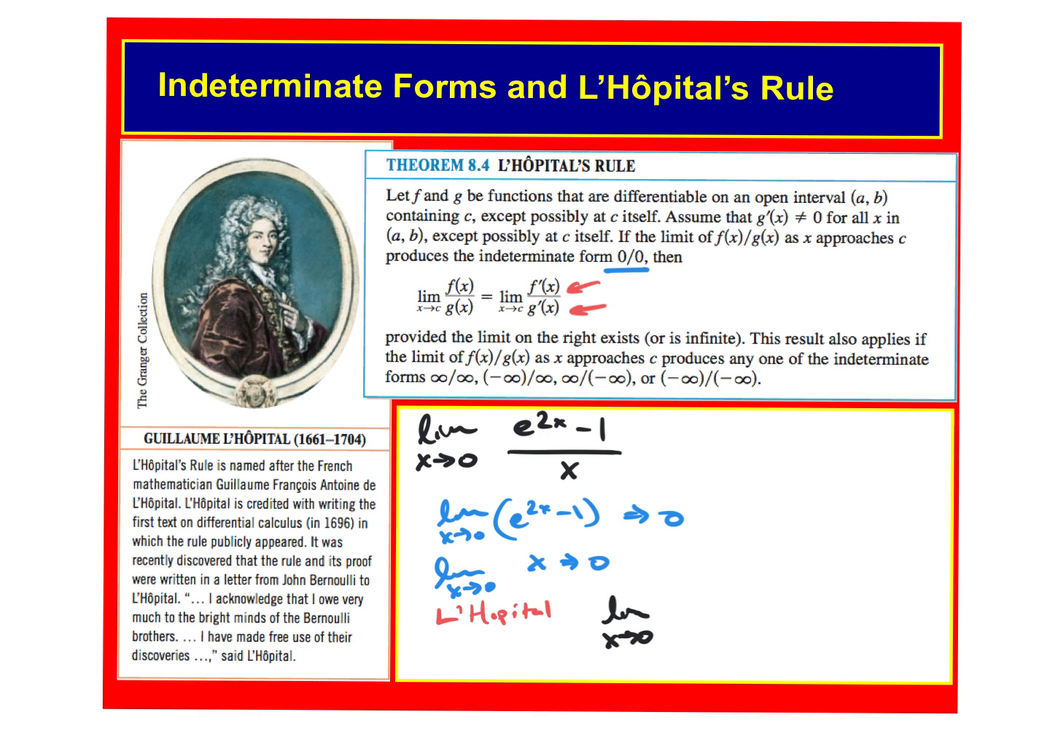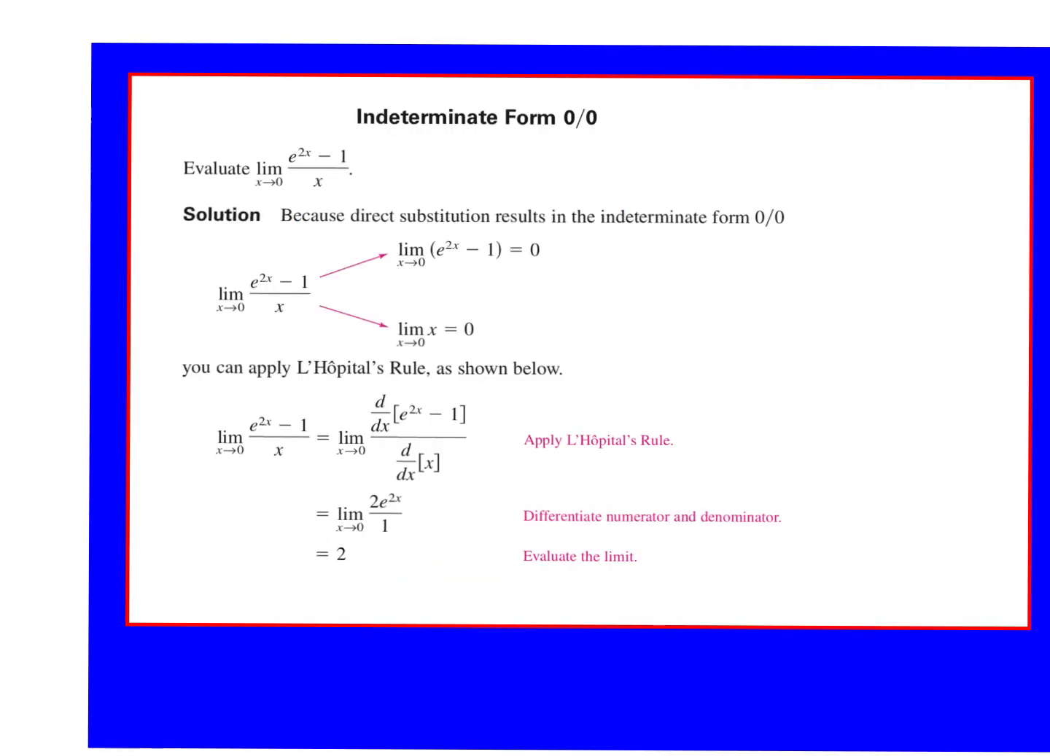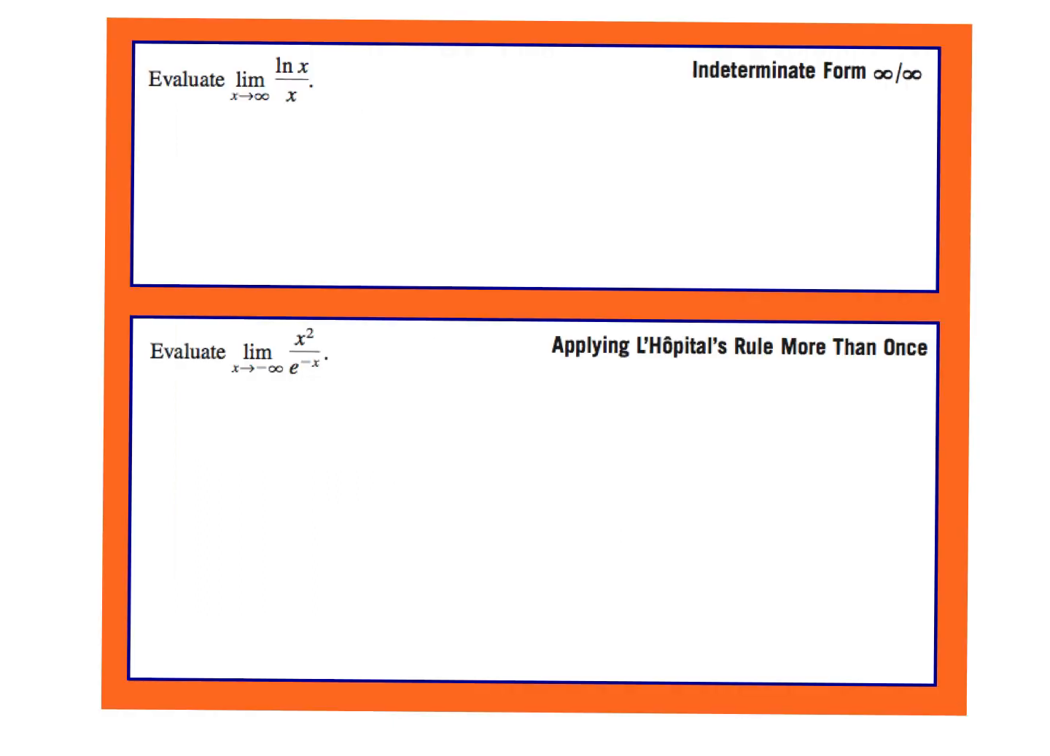What is the derivative of my numerator? 2e to the 2x, and then over 1. And now when I substitute in 0, what do I get? I get 2. All right. However, the only indeterminate form is not 0 over 0. We're going to have lots and lots of indeterminate forms, and we're going to talk about those today. All right. We're moving. So again, we do the numerator and denominator separately. That is actually what you should be showing. All right, let's talk about these.